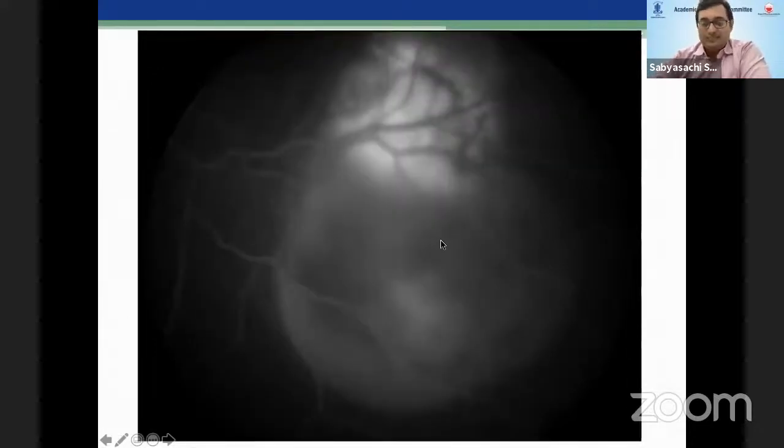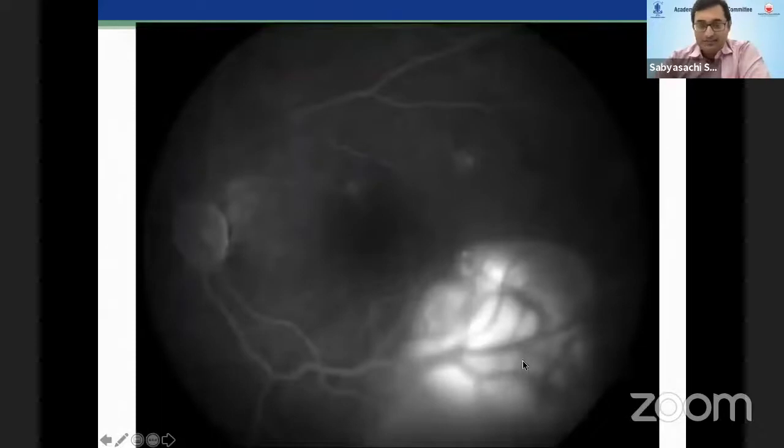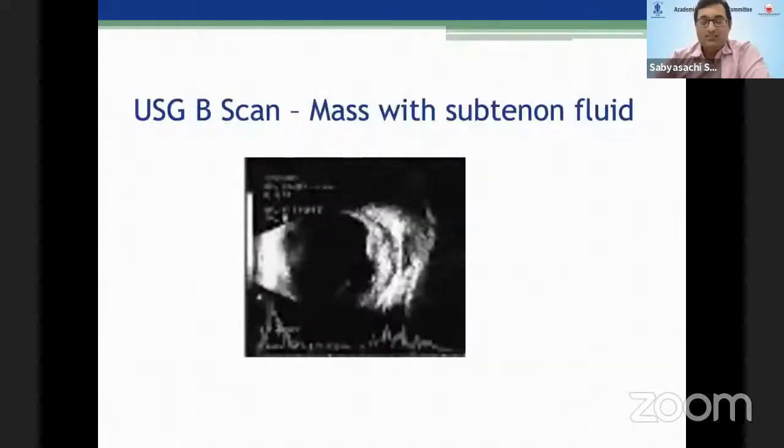So this is the much delayed phase where the image was taken after 10 minutes. That is post recirculation, so you can see this pooling of dye, and there is staining, which you can clearly see here. So this is much deeper, and the staining is very clearly seen at a very late phase. And this is the ultrasound B scan. It's not very clear, but you can see a very thickened retina-choroid-sclera complex with subtenon's fluid, which gives away the diagnosis of posterior scleritis. And this very large presenting lesion is known as giant nodular posterior scleritis.